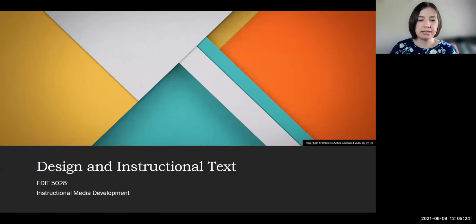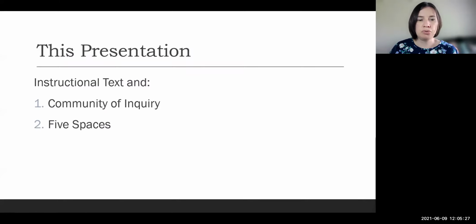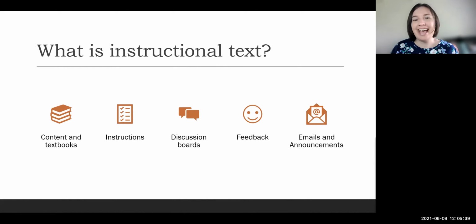So let me share here for instructional design and instructional text. We're going to talk about two theories. One is community of inquiry, and the other is the 5 spaces for design that I introduced last week. But first, what is instructional text? If you haven't gotten to the readings yet, it's basically any text you write as part of a learning context.